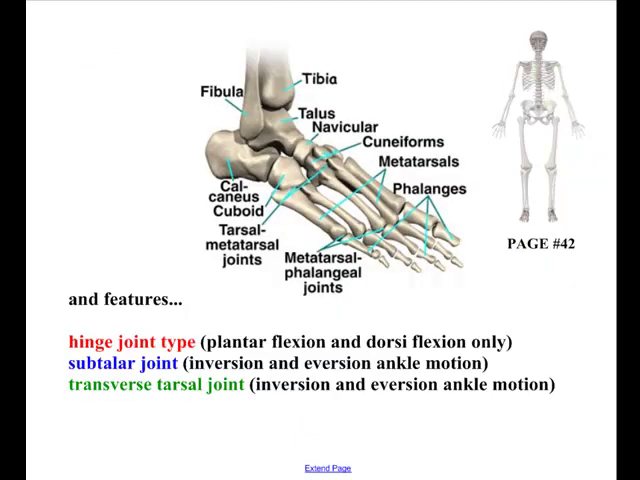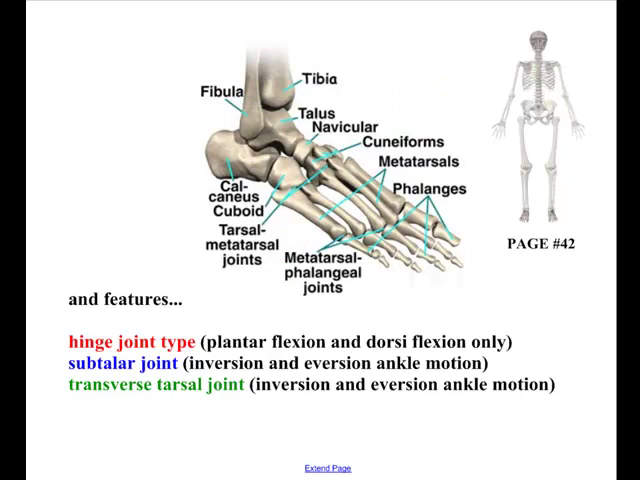Now, a couple of features that we want to focus on when we're looking at the foot. The first one is a hinge joint, and I've mentioned this already. The hinge joint that is formed between the tibia and the fibula and the talus is a hinge type joint, allows for plantar flexion, which is flexion this way, and dorsiflexion, which is flexion in this direction.